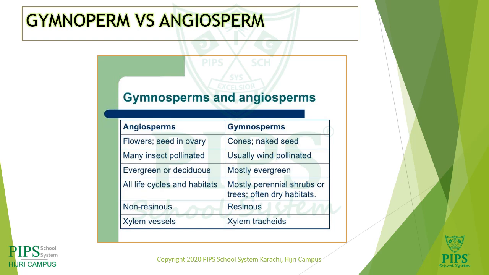Now, what are gymnosperms? Gymnosperms have a transportation system and seeds like angiosperms, but they do not have flowers. Instead, they have other ways to store and scatter their seeds. Among the types of gymnosperms are conifers.